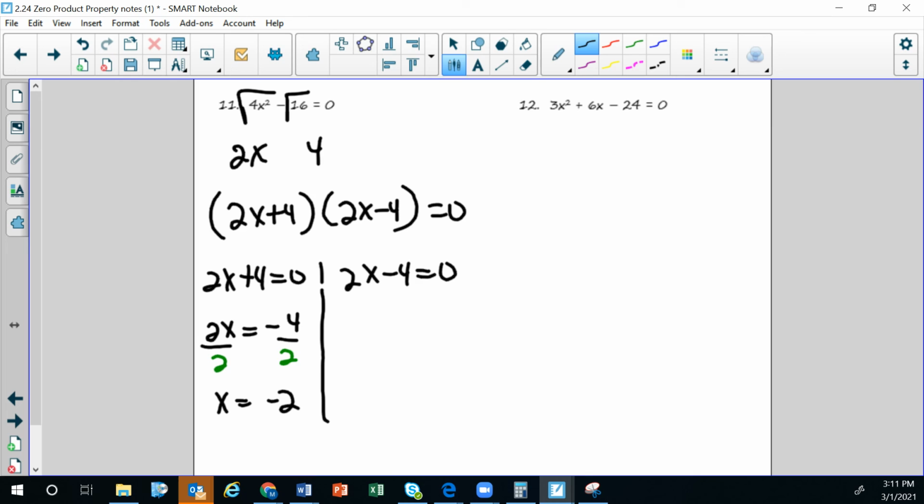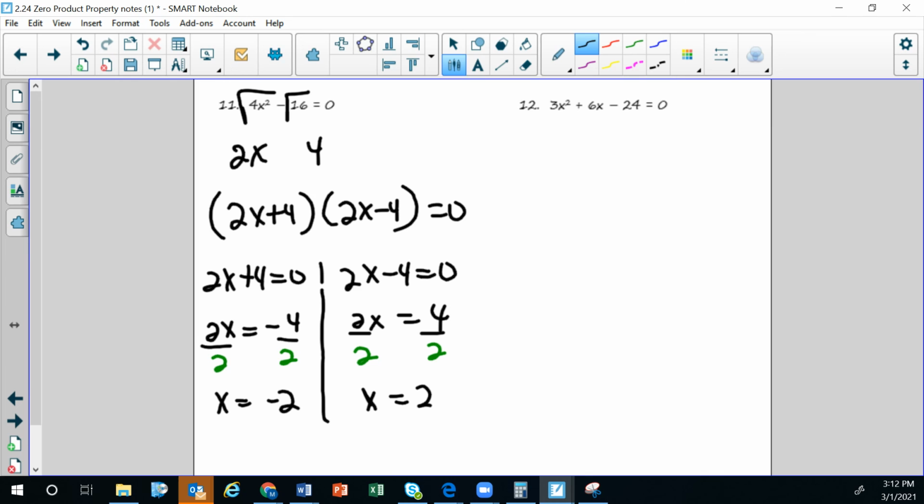On the right side, I need to get the 4 to the right side. So I'm going to add a 4 to both sides. Sorry about that. So 2x is going to equal 4. And then I'm going to divide both sides by 2. And that's going to give me x is equal to 2. So those are my zeros, or solutions, to the equation.